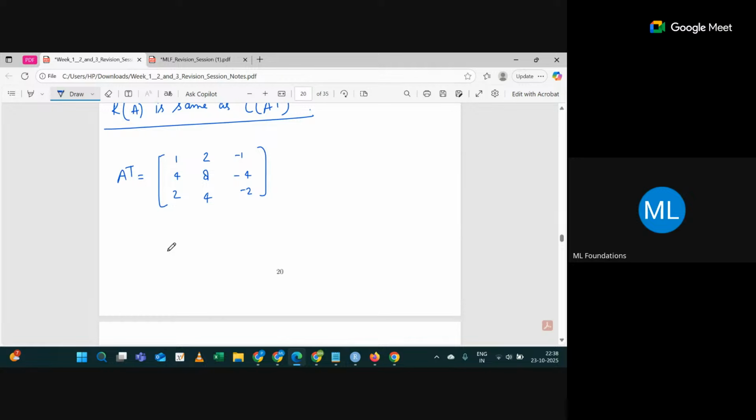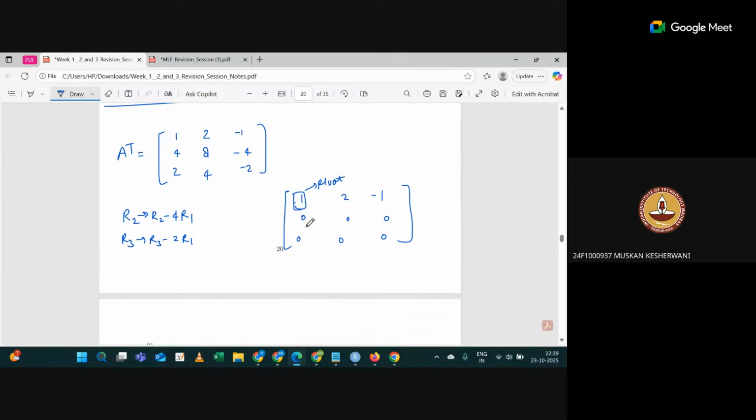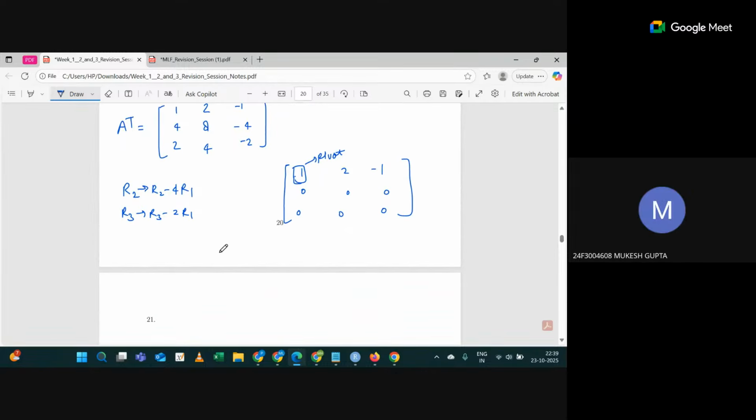So we have to convert it into row reduced echelon form. What we can do is R2 minus 4 times R1, and R3 minus 2 times R1. So what we will get is 1, 2, -1, and then all zeros. So this is the pivot. Now the basis is clear: 1, 2, -1.